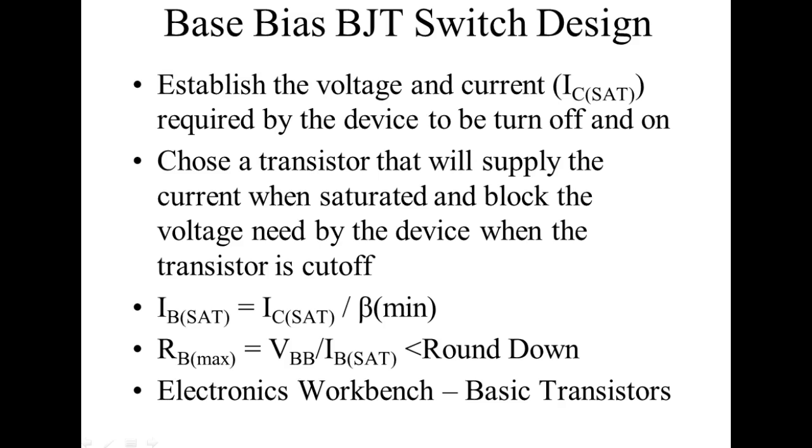Once we get that, then we calculate IBSAT. IBSAT would be equal to ICSAT divided by beta minimum, right? And then RB would be equal to the BVB, which we use about 0.7, divided by IBSAT, and we do what with this one? Round down. So it's not hard at all to develop saturated transistors.